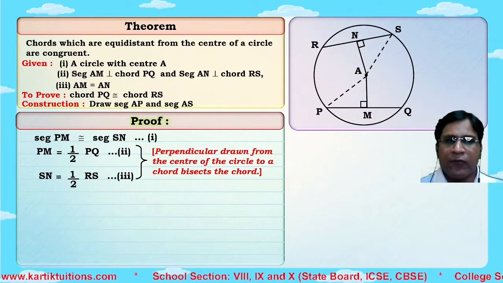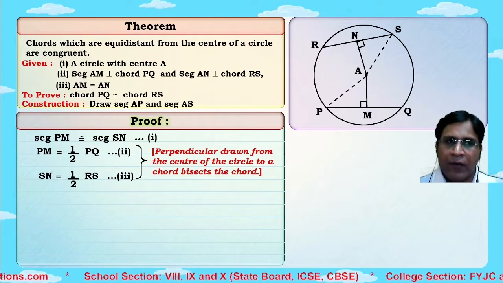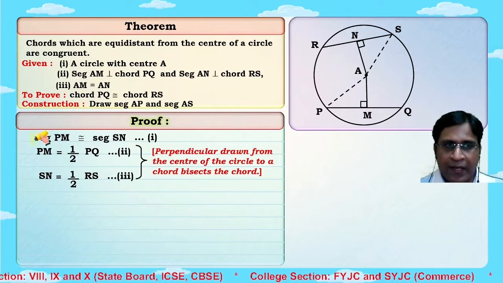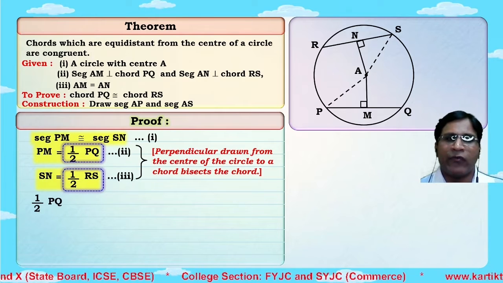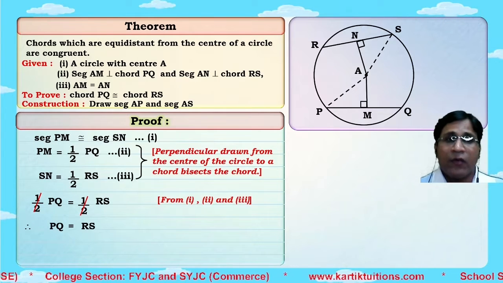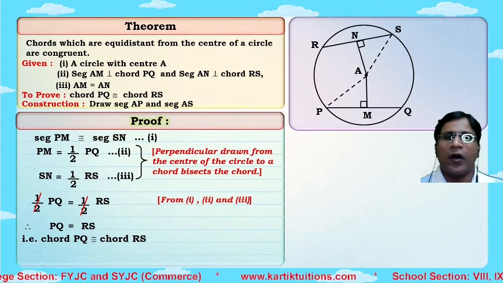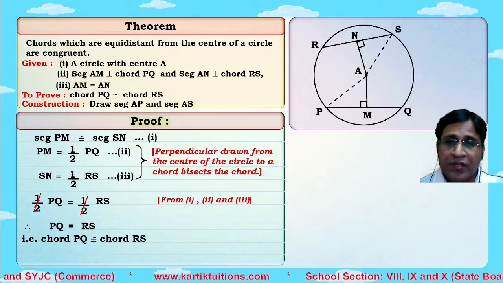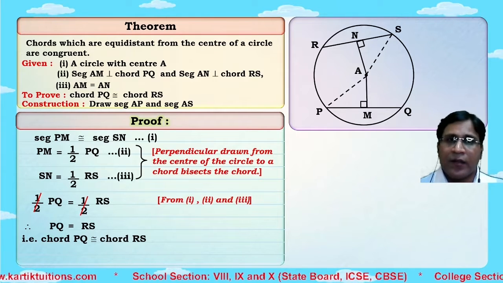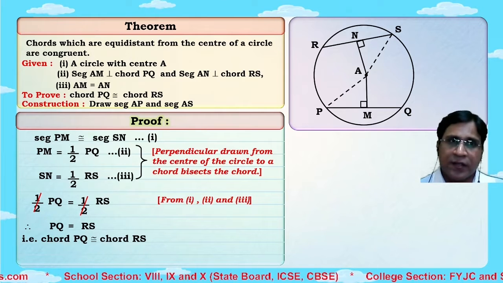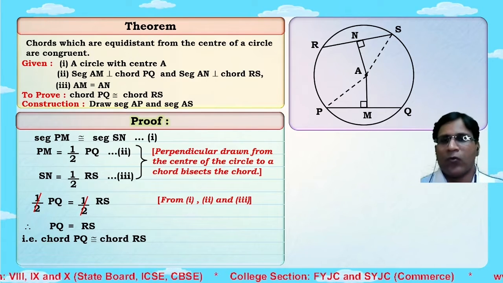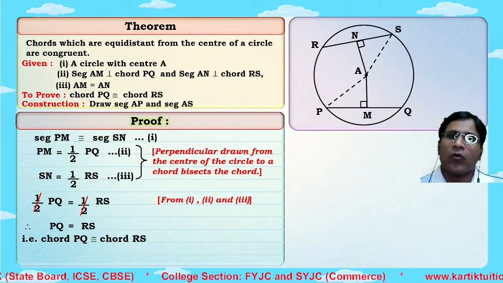Now see, if you observe equation 1, PM is congruent to SN. We got PM which is half of PQ and SN which is half of RS. Now since PM is congruent to SN, I can say half of PQ has to be equal to half of RS. Now the half gets cancelled, so we get PQ is equal to RS. In other words, we have proved chord PQ is congruent to chord RS. I hope you have understood this theorem. Now this theorem is not only limited to chords which are equidistant from the center of the same circle. It is also applicable for congruent circles. That means if you have chords which are equidistant from the center in congruent circles, then also they are congruent. So remember, this theorem is applicable for congruent circles as well.